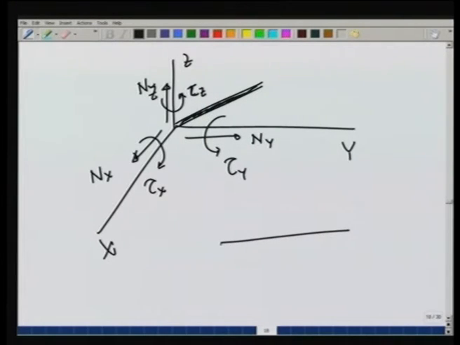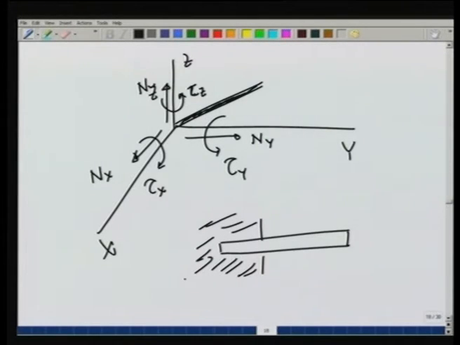This would come out using arguments that we used earlier for the 2-dimensional case, in that when we pushed a built-in support or fixed support in a wall like this, there were forces generated here.